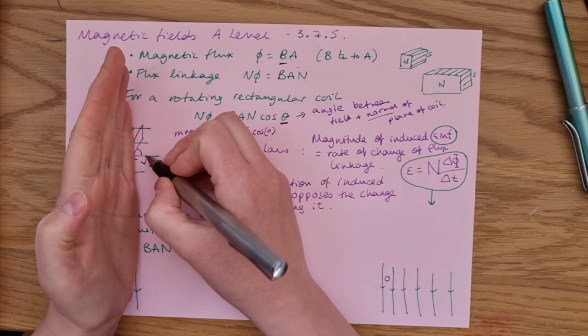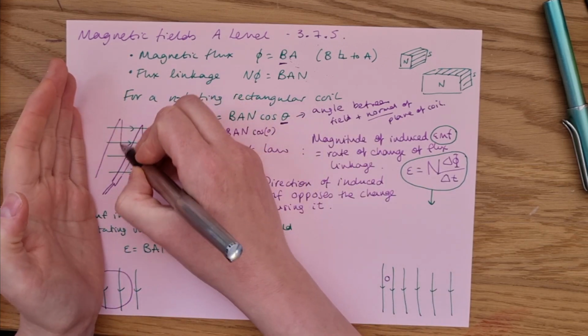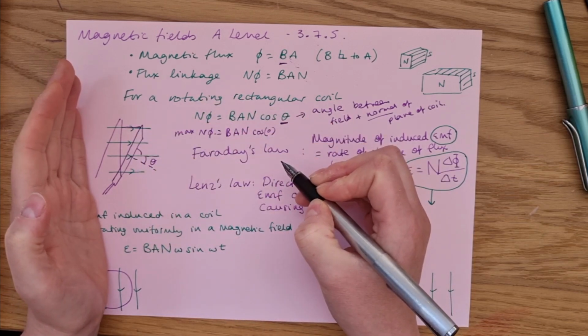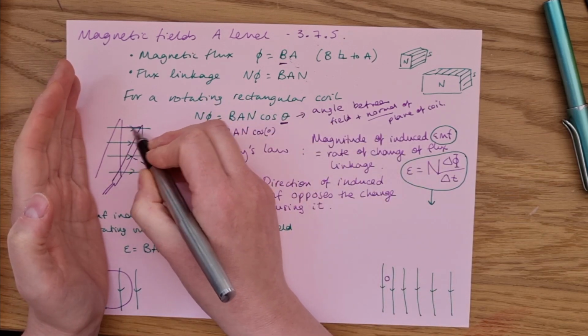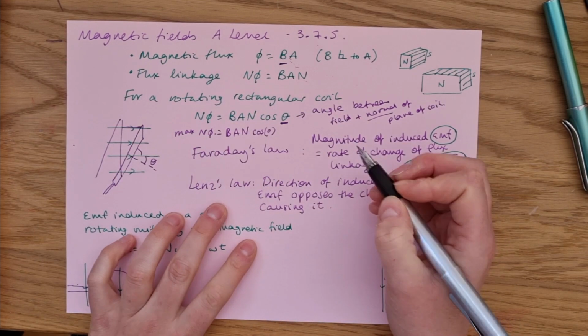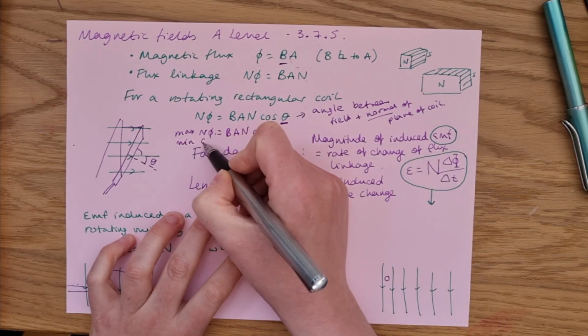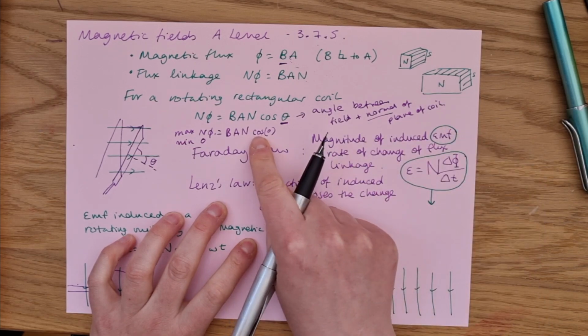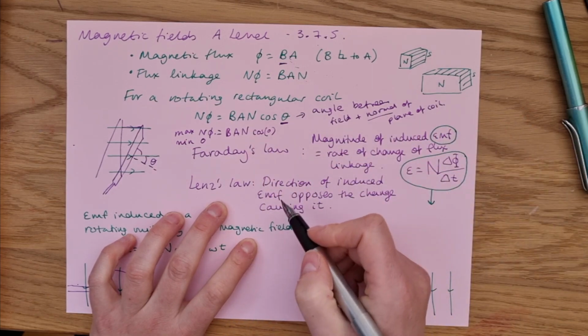So when it's like this, the angle between the magnetic field and the normal is 0. Yeah, so just remember, and then the minimum value is just 0 when you have cos of 90. So these cos features allow us to figure out maximums and minimums relatively easily.